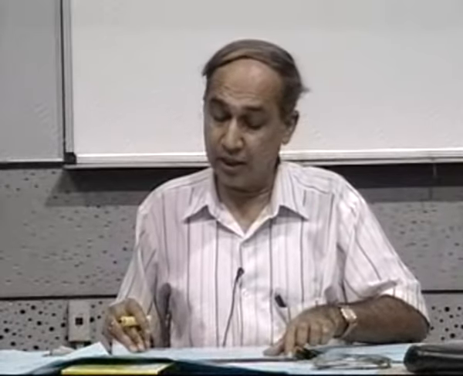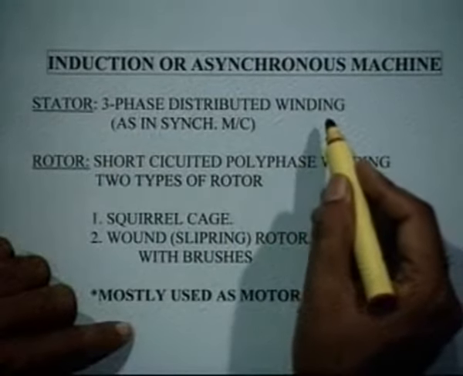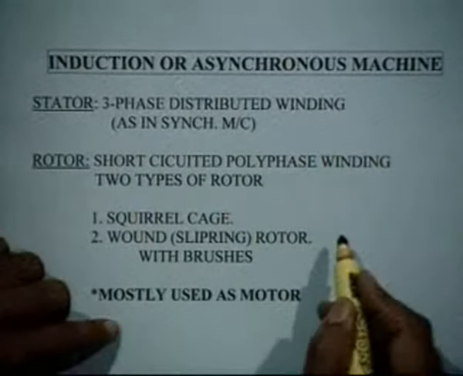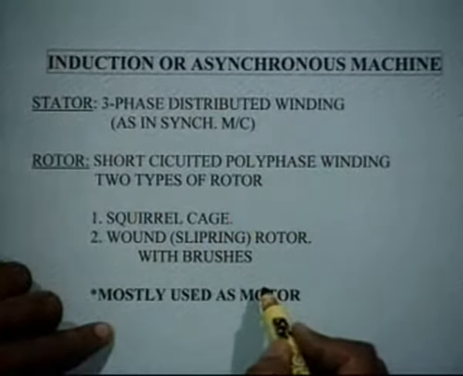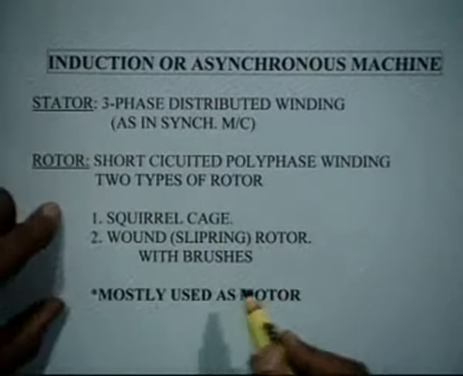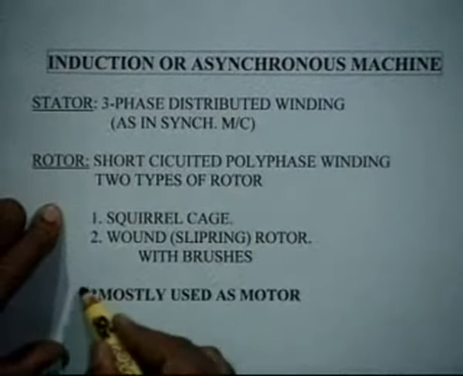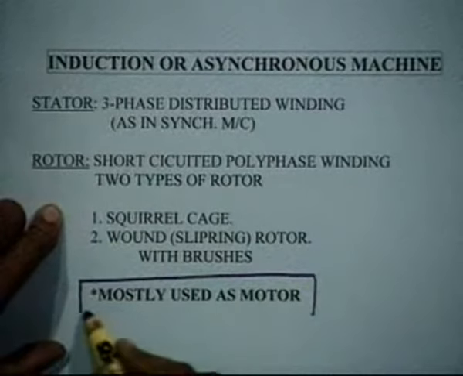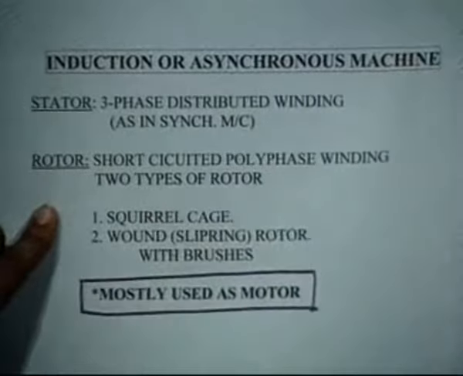Lastly, let us look at the induction or asynchronous machine. You have the stator, same as a synchronous machine. For the rotor, there are two types: one is called a squirrel cage rotor, and the other is called a slip ring rotor with brushes, and these are short circuited rotors. Induction machines are mostly used as motors.